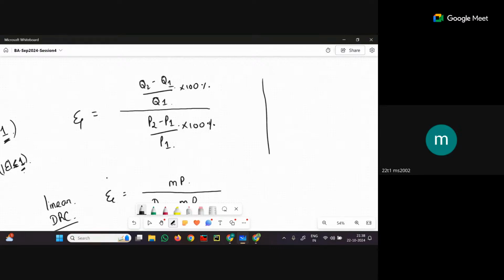So if I draw a curve, before I draw the curve, you are drawing a demand response curve. What should be on the x-axis? What should be on the y-axis? This is the x-axis, this is the y-axis. What is on the x-axis? What is on the y-axis? Demand on the y-axis and price on the x-axis. Why?